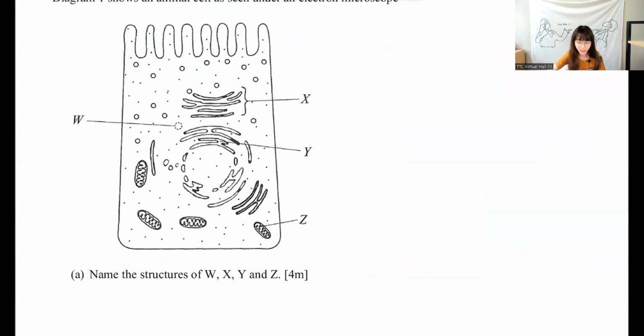Okay, let's start with Z first. You can see there's a cloud inside, right? So what is Z? Correct, Z is a mitochondria. Okay, Z is a mitochondria.